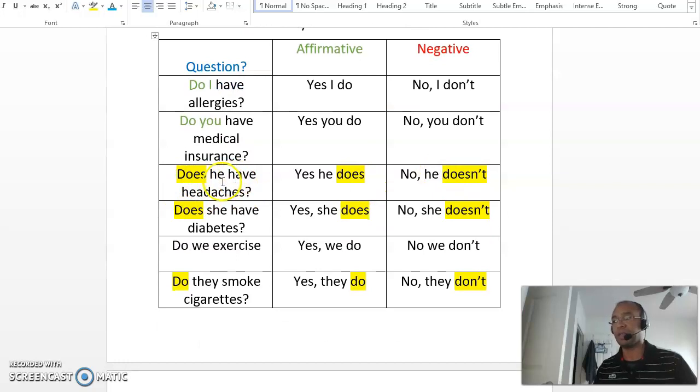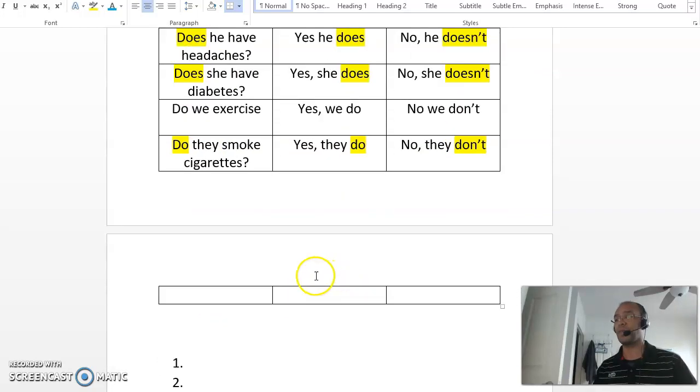Does he have headaches? Yes, he does. That is, you put "does" when it comes to he. Or you can always say no, he doesn't, or he does not. Does she have diabetes? Yes, she does. No, she doesn't. Do we exercise? Yes, we do. We exercise often. No, we don't exercise. Do they smoke cigarettes? Yes, they do. No, they don't smoke cigarettes.